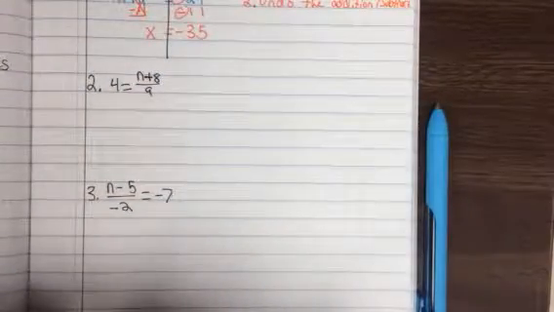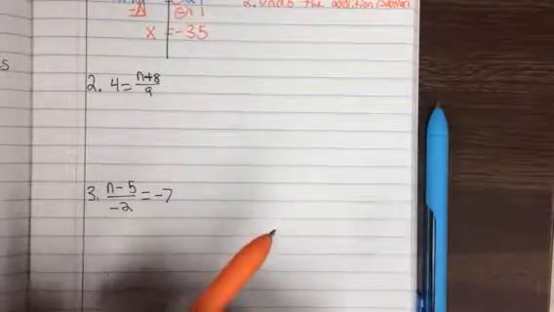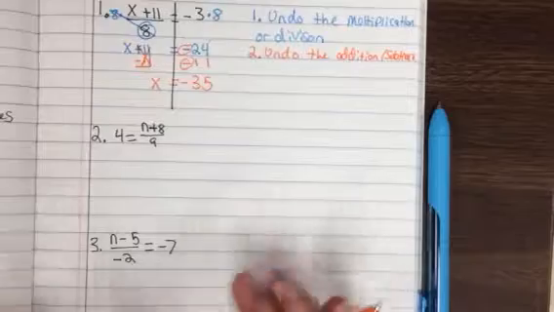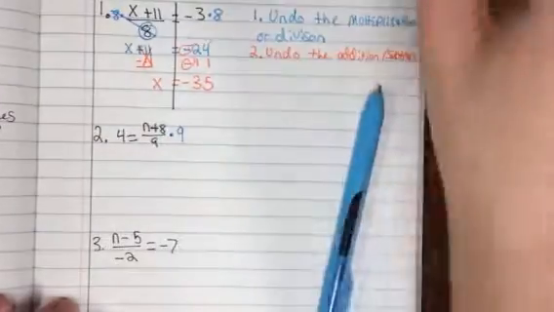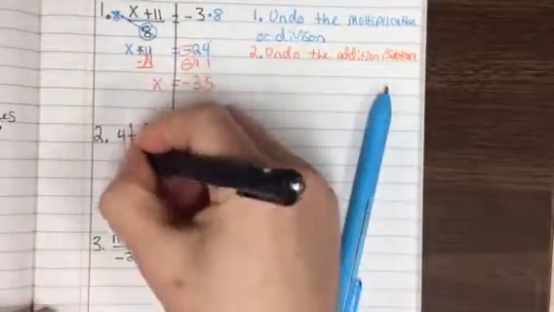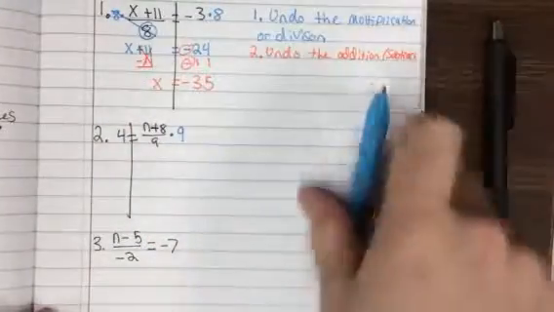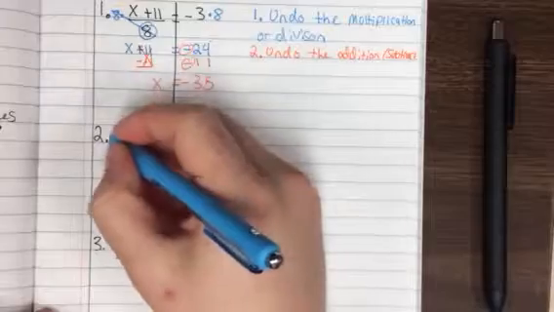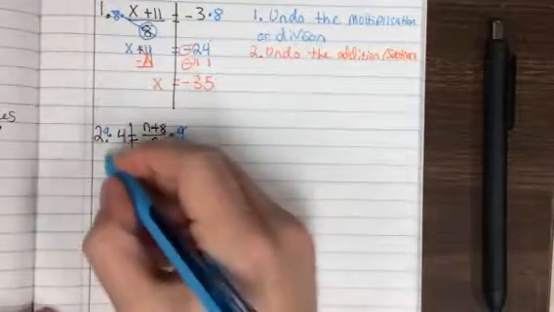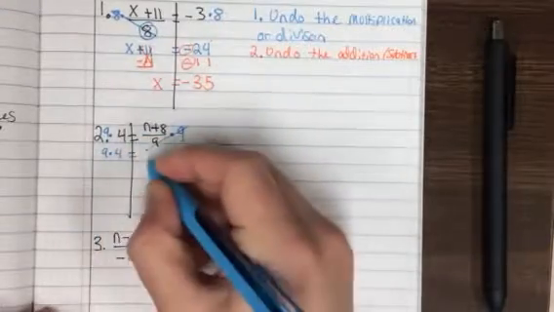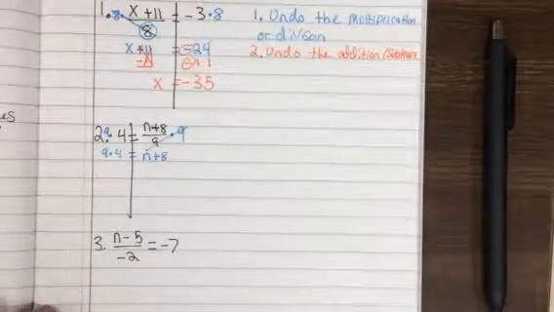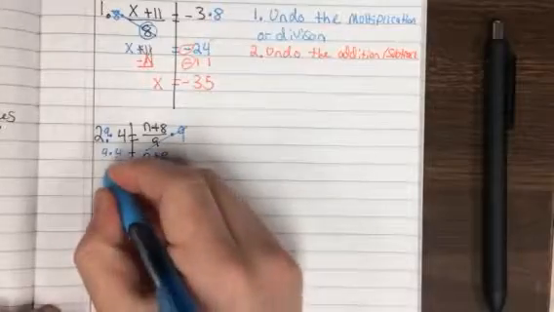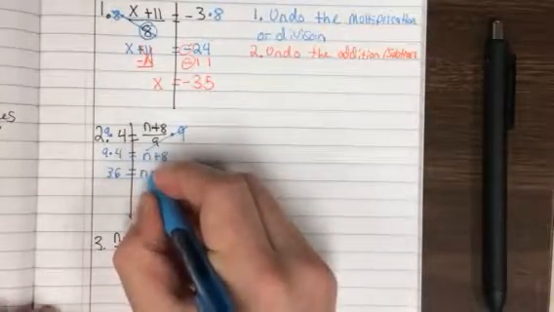So let's go on to the next one. We have 4 equals n plus 8 over 9. Once again, our first step here is to undo the multiplication or division. We'll do that by multiplying by 9. And what you do to one side, you do to the other. So this is one side of the equation, and that cancels that out, and now you have to multiply by 9 on this side. So now you have 9 times 4 equals n plus 8. And we know that 9 times 4 equals 36. So we'll do 36 equals n plus 8.